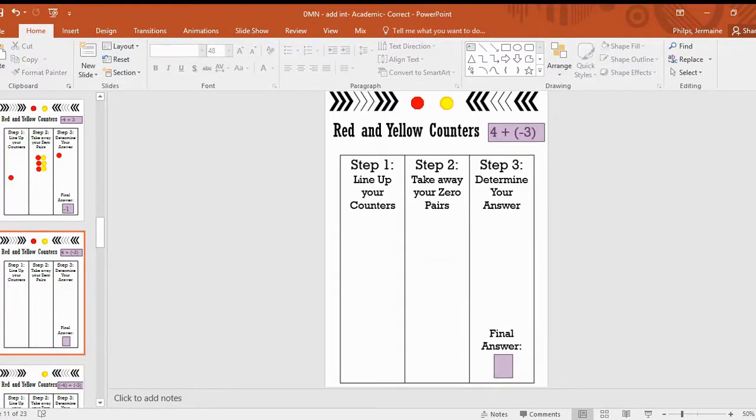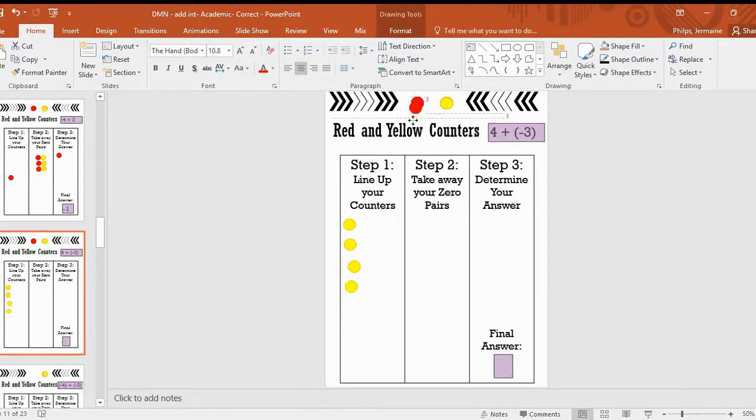So now we have 4 plus -3. I'll model my 4, which is a positive integer. Remember, integers are whole numbers that can be positive or negative. So I'll put my positive 4 over here. Then I'll model my -3. -3 will come down here. Red counters represent our negative. And I'll take away my zero pairs. I have how many zero pairs here?